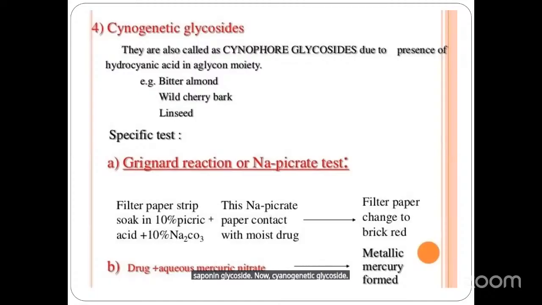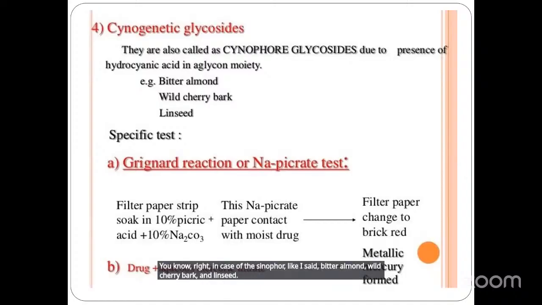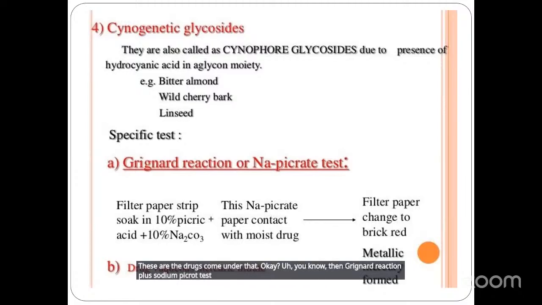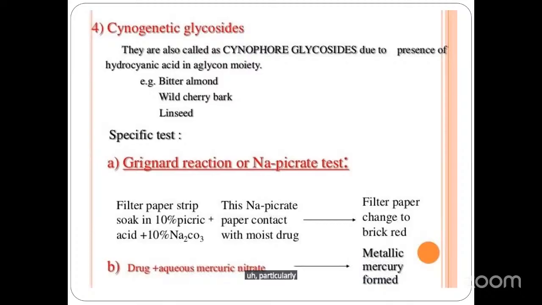Now, cyanogenetic glycoside, also called cyanophore glycoside. In the case of cyanophore glycoside, bitter almond, wild cherry bark, and linseed are the drugs that come under it. Okay. Then the Grignard reaction plus sodium picrate test, where particularly a yellow color you will get in the sodium picrate test, right?